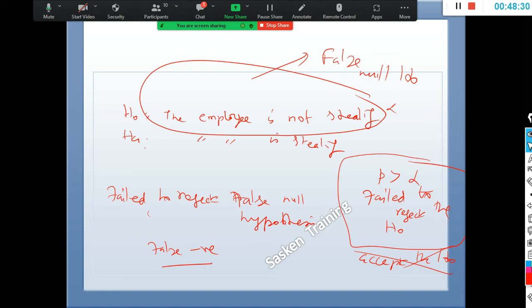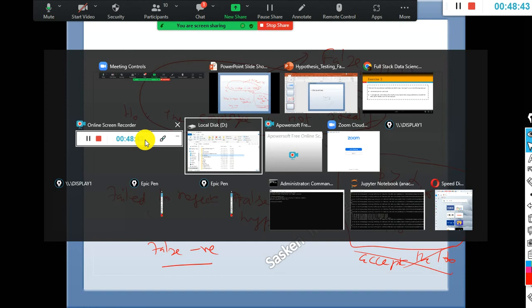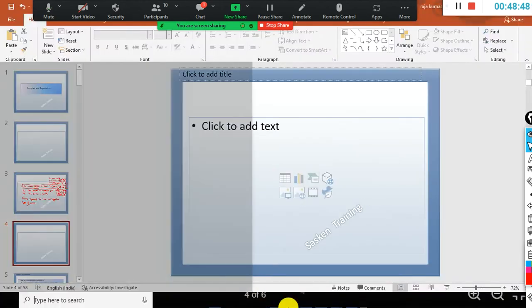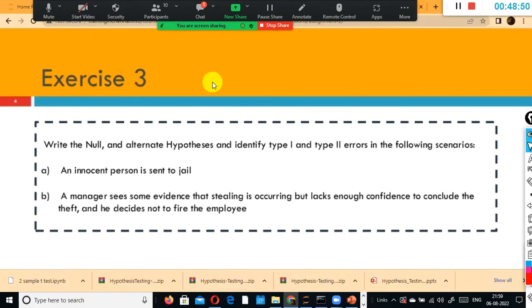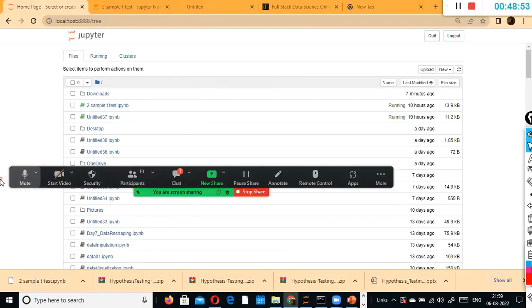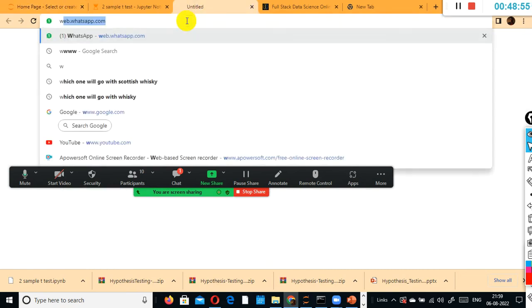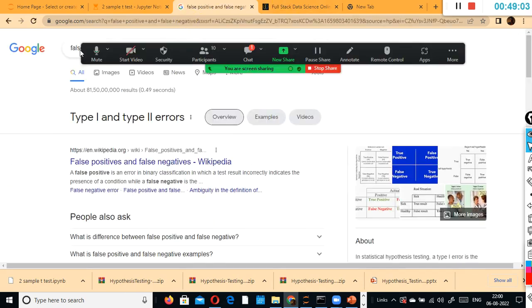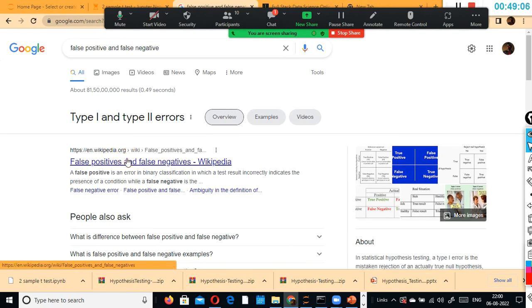The COVID false positive and false negative, right? Yeah, what I mentioned was correct. You can go and check it in Google also. Let me go and check it here. It's false negative, right? Actually, he has COVID. False positive and false negative. Type 1 and type 2 error, right? So false positive and false negative.